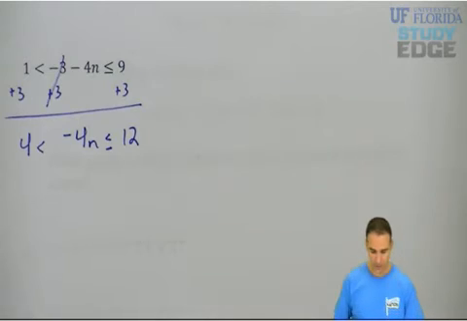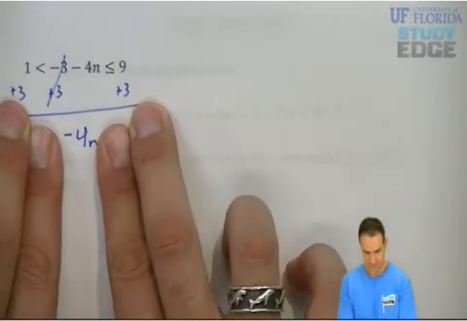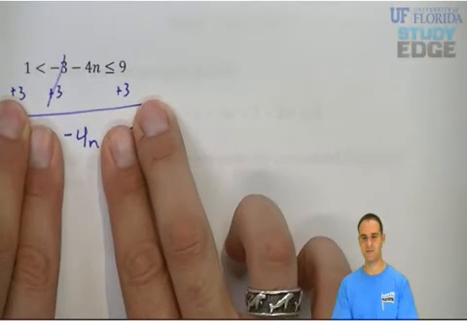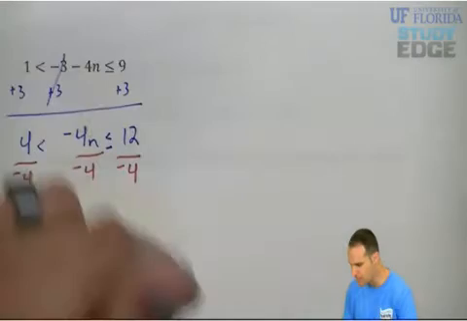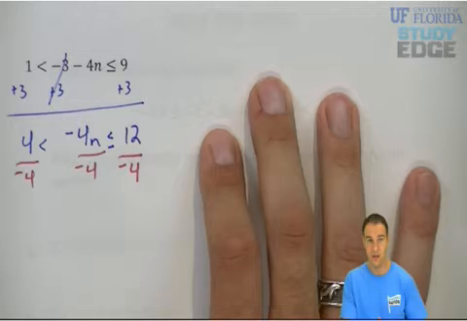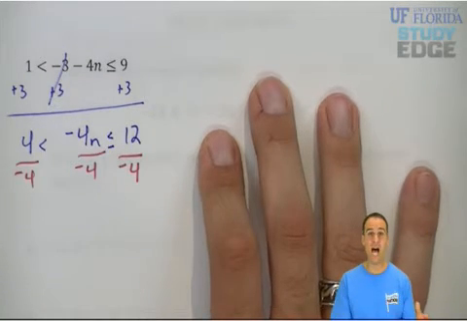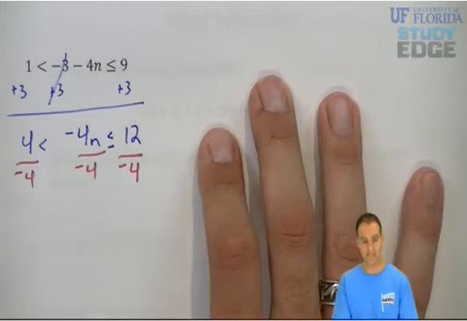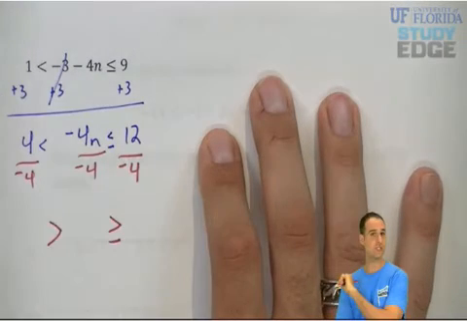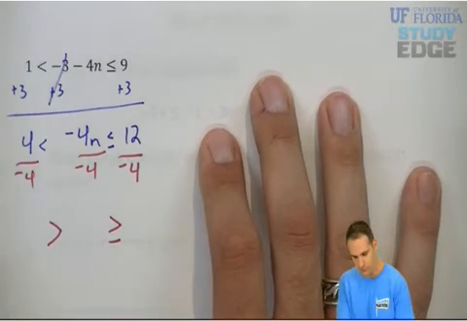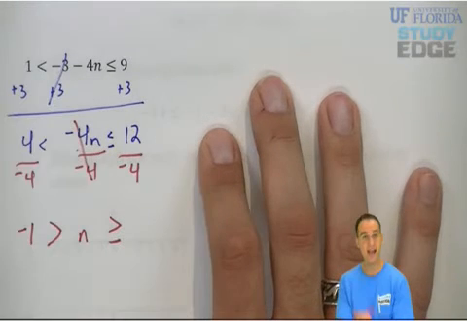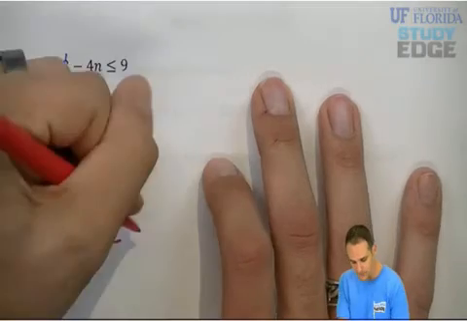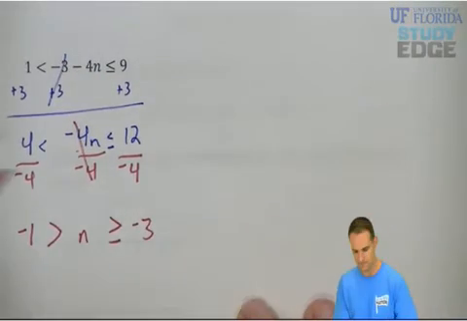Then, you're going to go ahead and do what? How do you finish solving? Divide by negative 4. But, do you remember that little rule? Whenever you multiply or divide both sides, or in this case, all 3 sides, by a negative, you have to switch the direction of the inequalities. 4 divided by negative 4 is negative 1. Negative 4 divided by negative 4 simplifies, leaving you with just n. And 12 divided by negative 4 is negative 3.